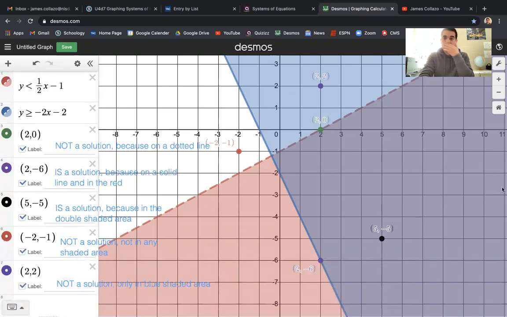So y'all can take a screenshot of that if you want to. But just remember, the only way for a point to be a solution to the system is to be in the double shaded or on a solid line touching the double shaded. Anything else, not a solution.